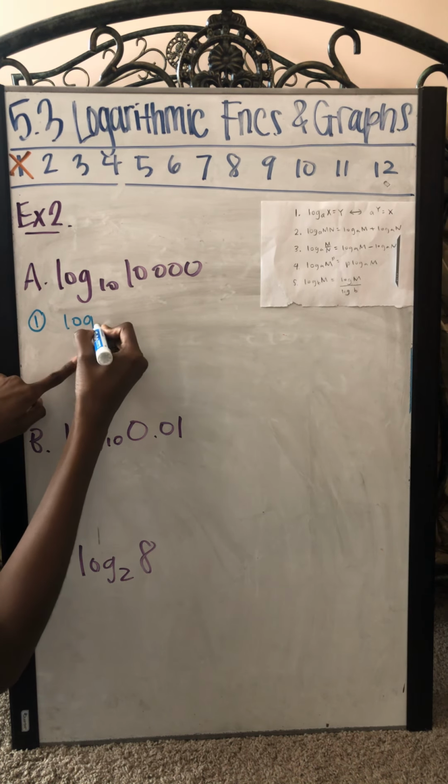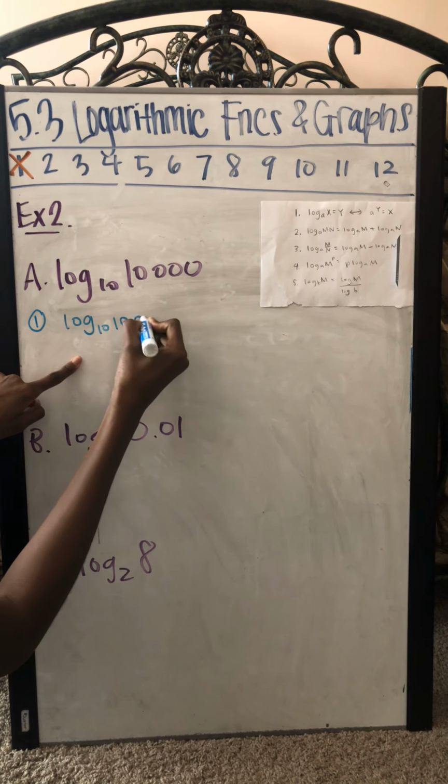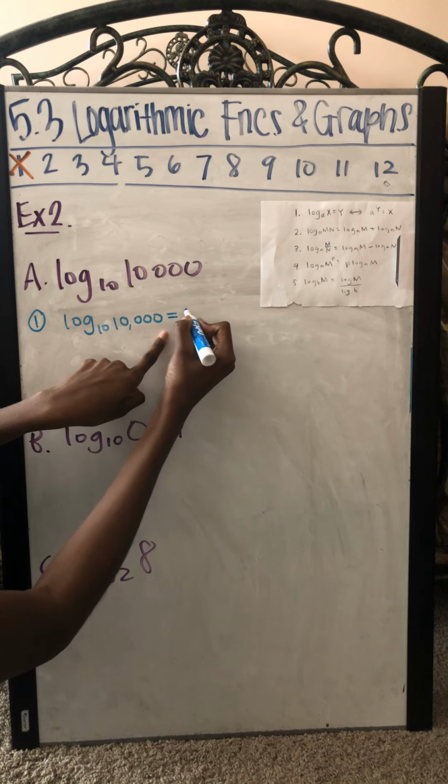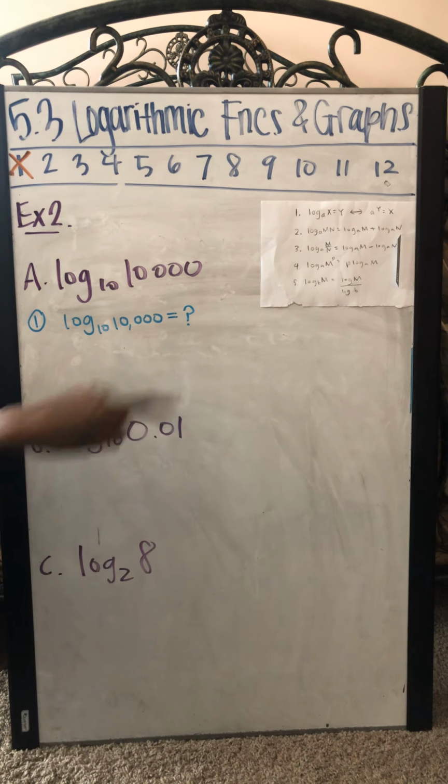If we do it way 1, that's the cycle, right? We can only use the cycle when we have one log and an equal sign. There isn't an equal sign, so I'm going to add an equal sign, and then I'm going to put a question mark. So we're looking for a question mark.